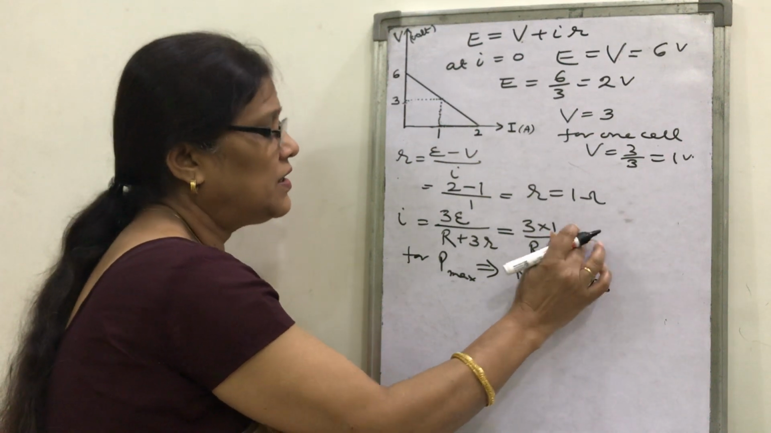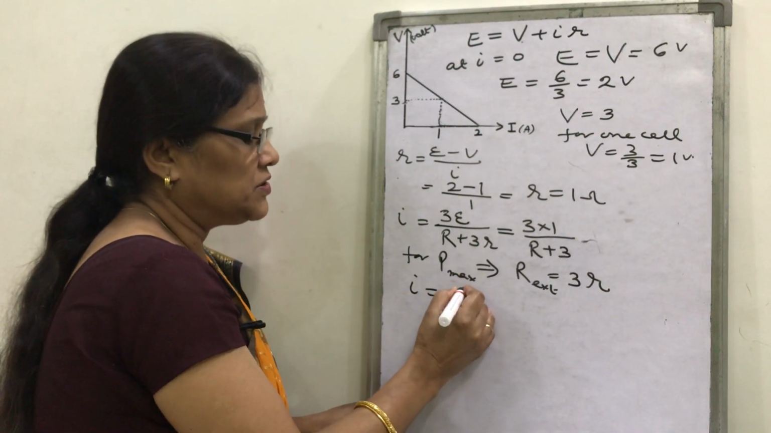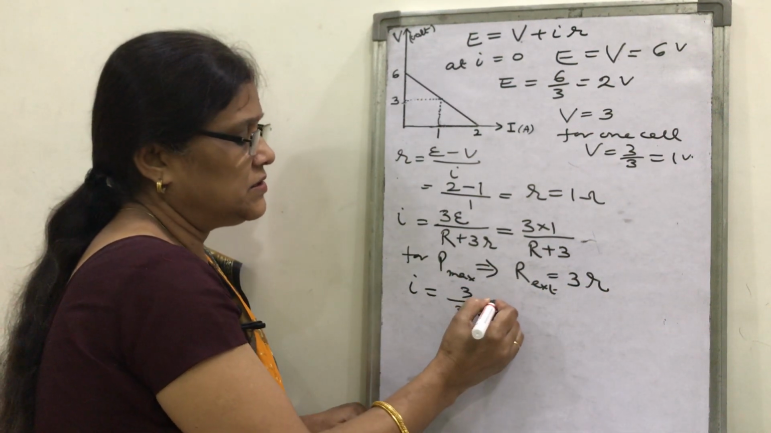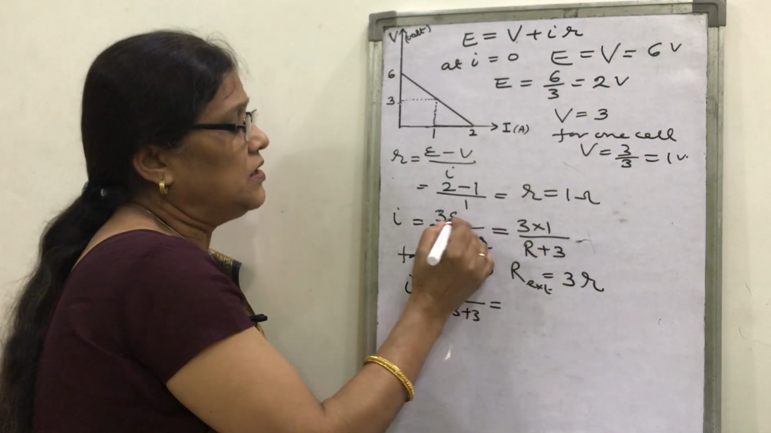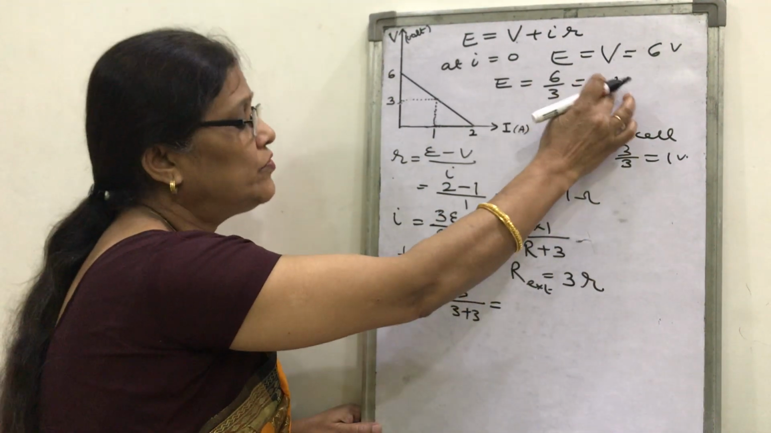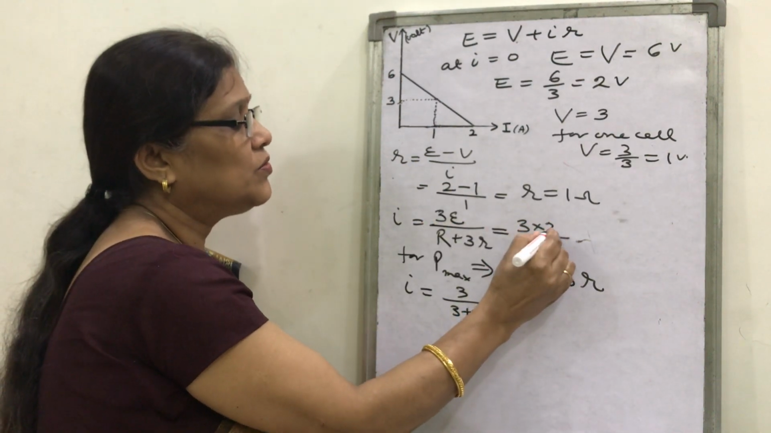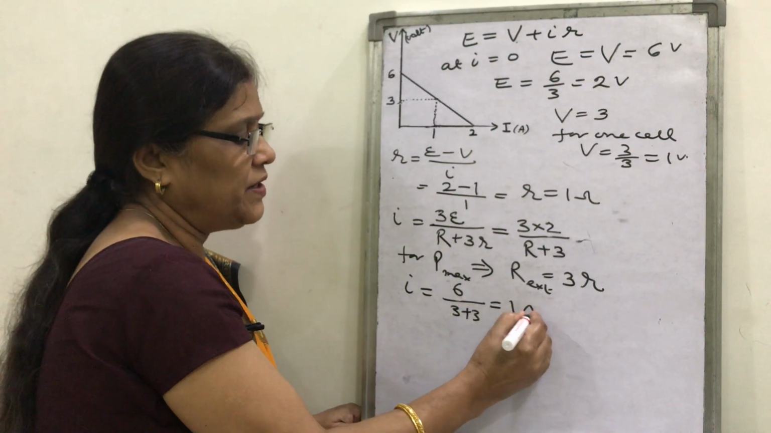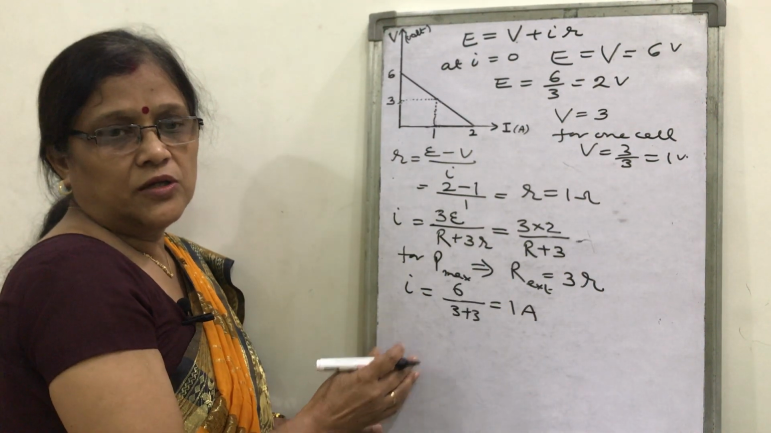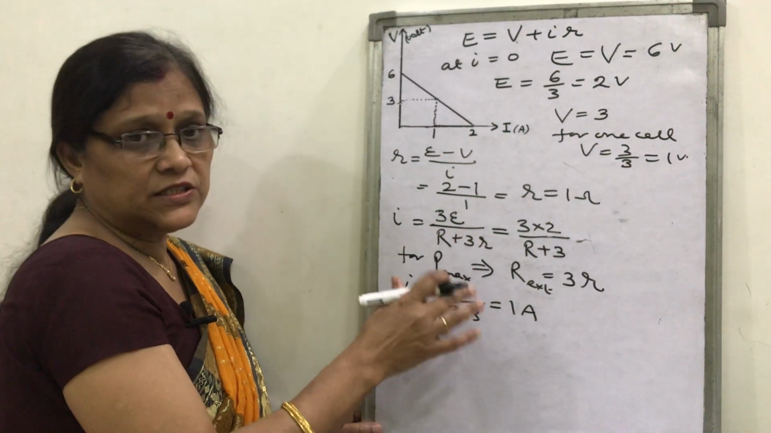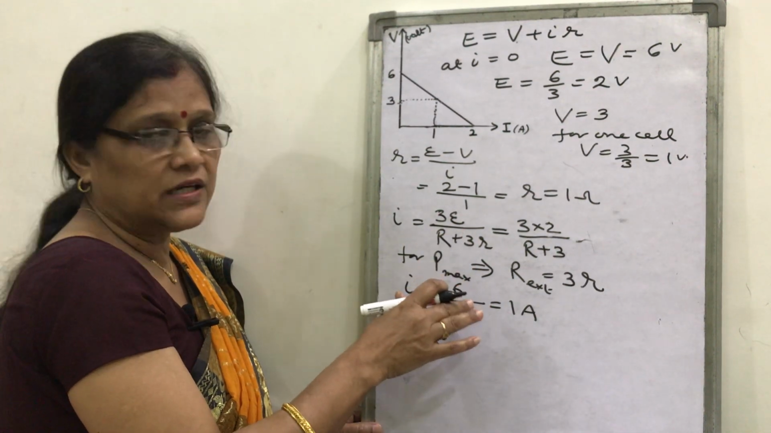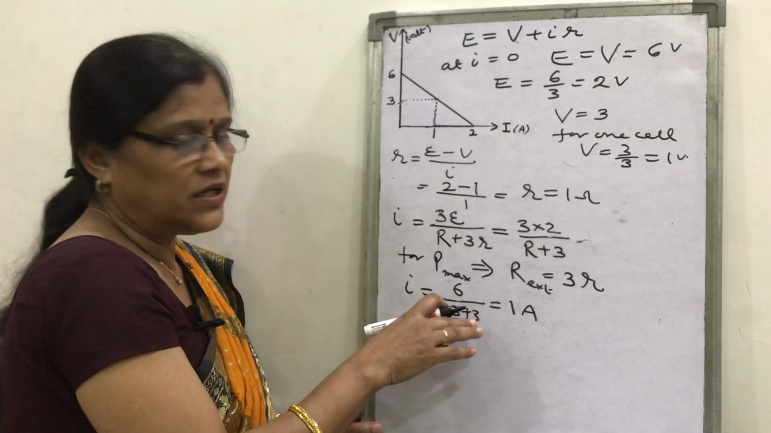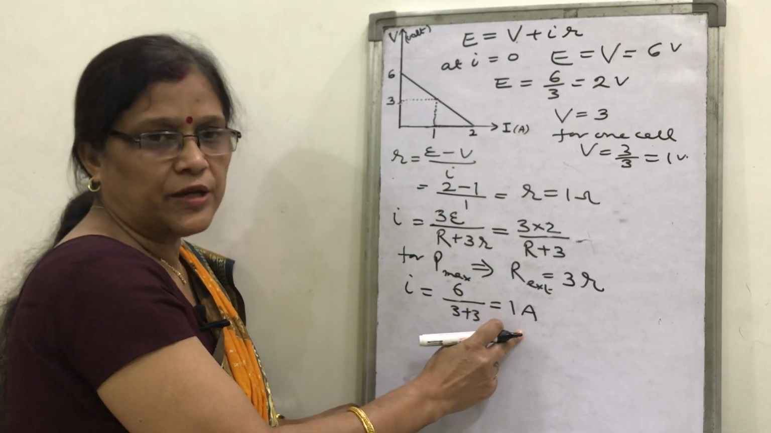What will you write here? Therefore I will become 3 upon, what is 3r? This 3 plus 3, that is 6, and one cell is of EMF 2 volt, so 3E is 3 into 2, that is 6. So 6 upon 6, that is current will be 1 ampere. So all the three cells are connected in series, and they will give maximum power in the variable resistor if the current flowing through them is 1 ampere.